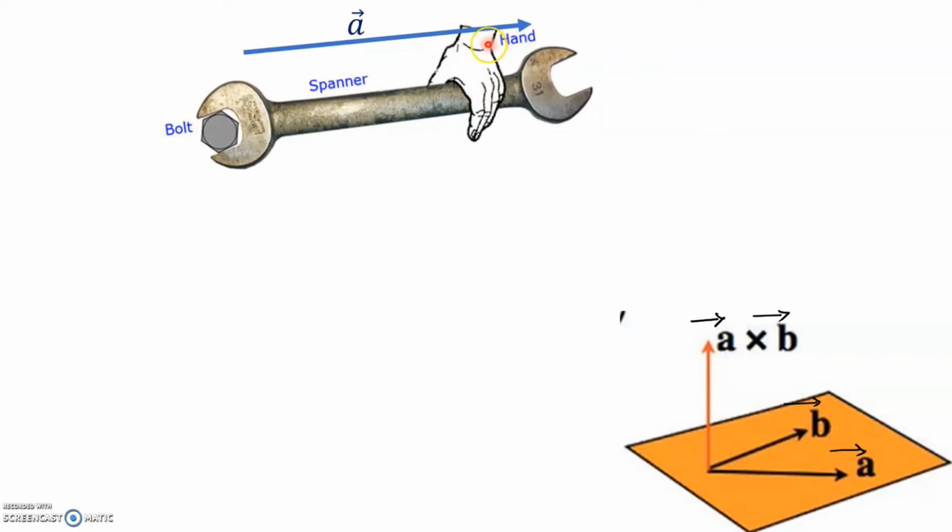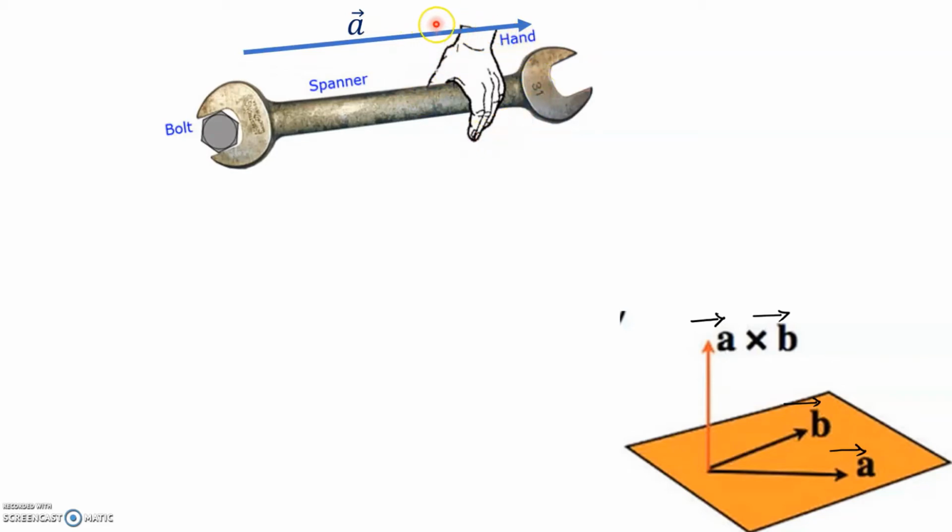Just to note, if I reduce the length of the spanner, then the efficiency of the work done is going to be reduced. I think that's simple logic. We all know that. The longer the spanner, the easier it is for us to get the bolt out of place. So for vector A, its length is very, very important.